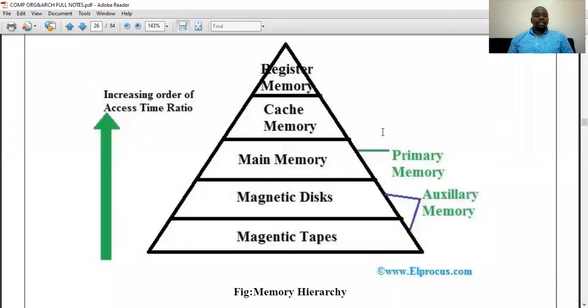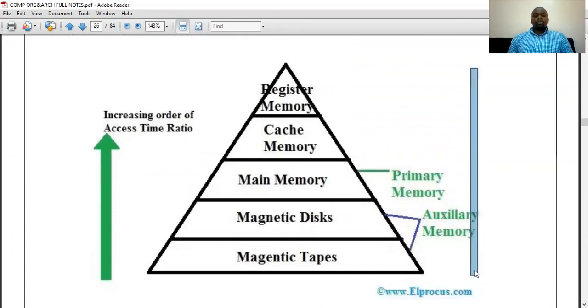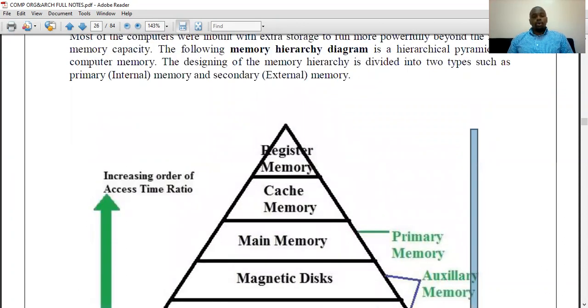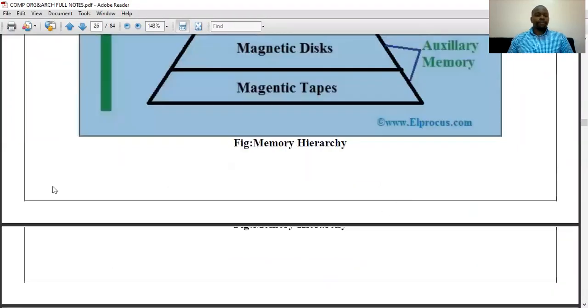Not unless you are dealing with supercomputers and you are using different RAMs. You cannot have one RAM that is 1 terabyte, because they are not designed to hold a lot of data. They are designed to hold just a minimum amount of data, but have a fast access time. So the ability increases down the hierarchy, the performance increases up.